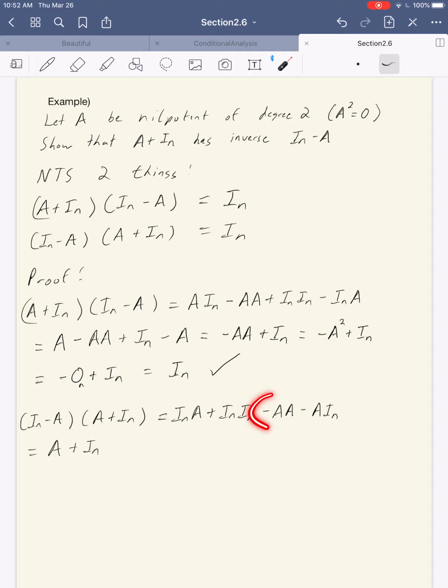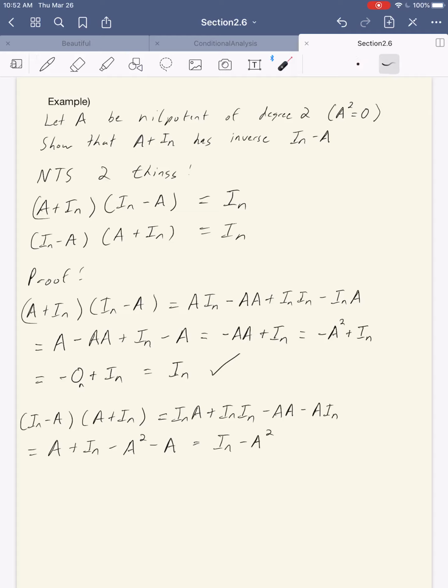This guy here, well, we can get a little bit ahead of ourselves and just call that minus A squared, since we know that's more convenient. And then this minus A IN there, that's just going to be minus A. Then we can clean up this A and minus A. So that just becomes IN minus A squared.